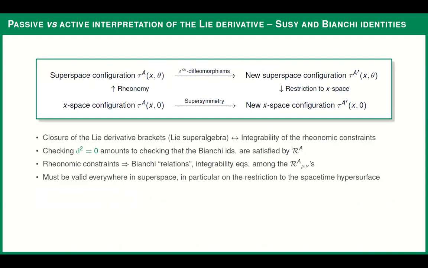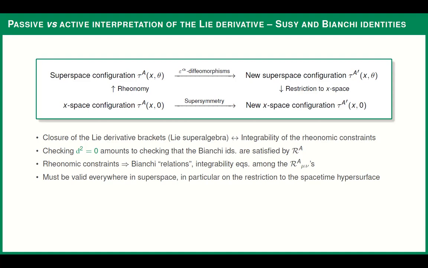This is the mapping that we have in the end in the supergroup manifold approach. We can therefore have this mapping from an X space configuration to a superspace configuration. Then at the level of space-time, of X space, with supersymmetry, we just move to a new X space configuration. If we are in superspace and now we perform an odd diffeomorphism, we move to a new superspace configuration, which restricted to space-time gives us precisely the supersymmetric transformation of the starting space-time configuration.